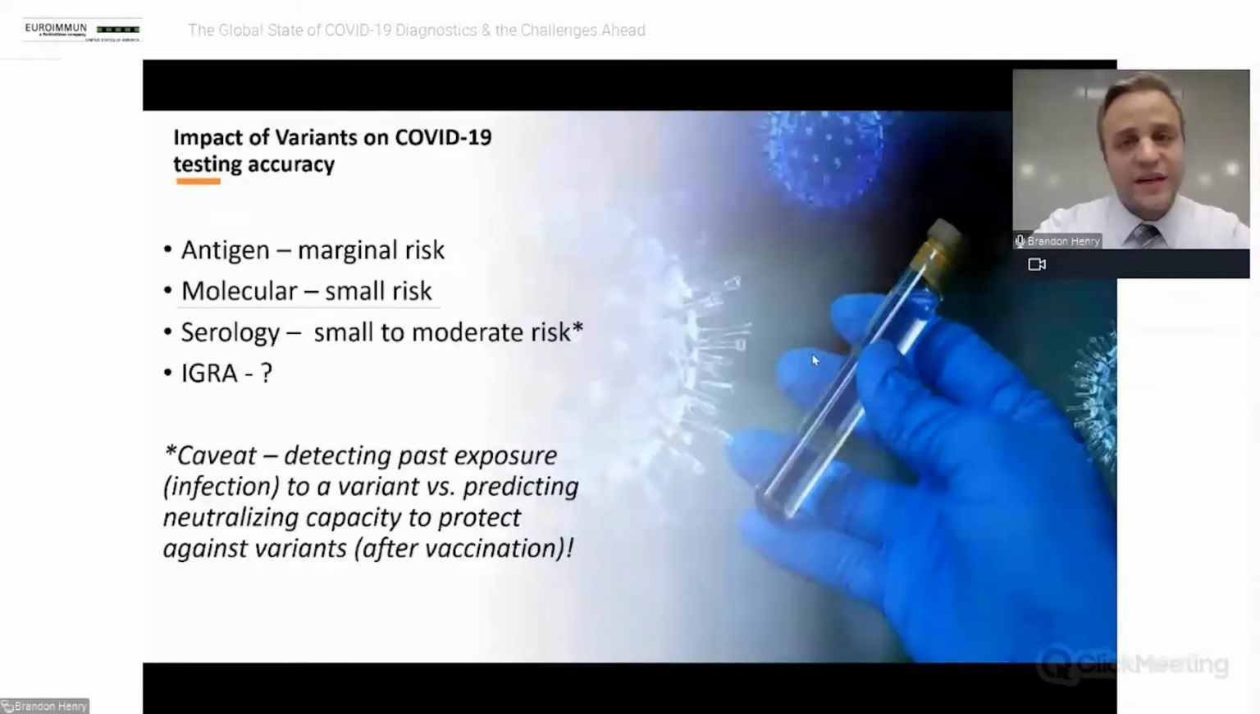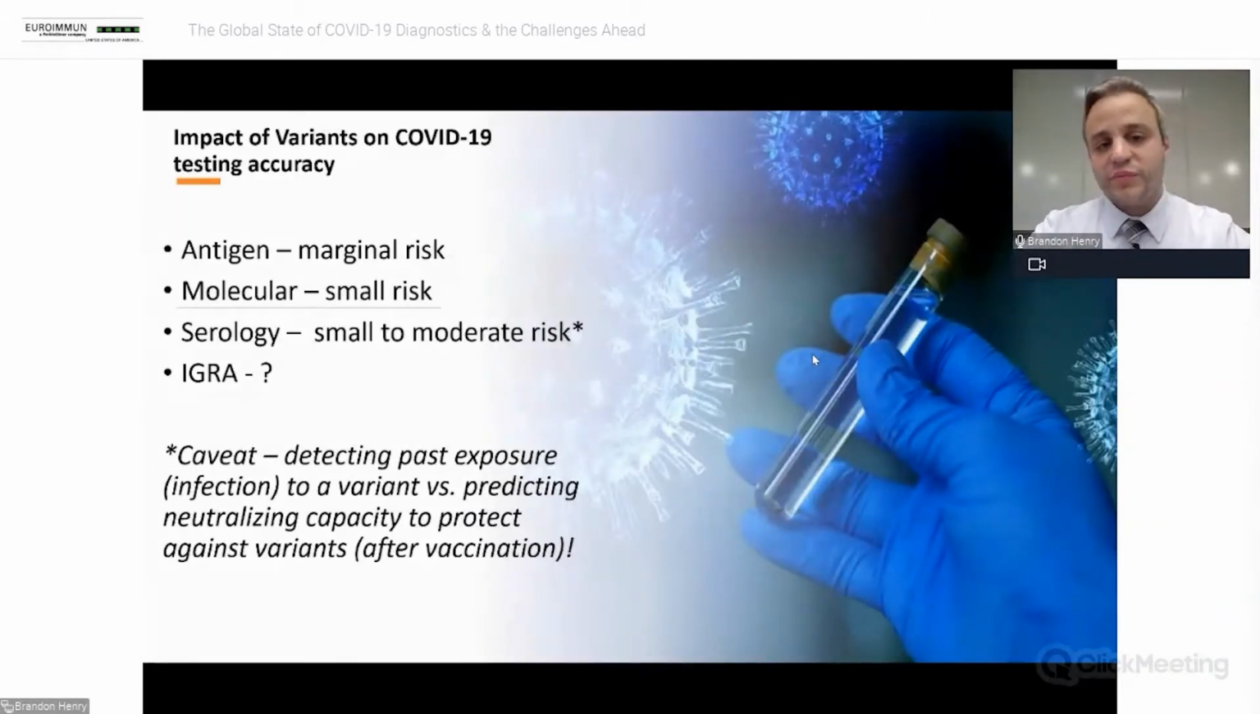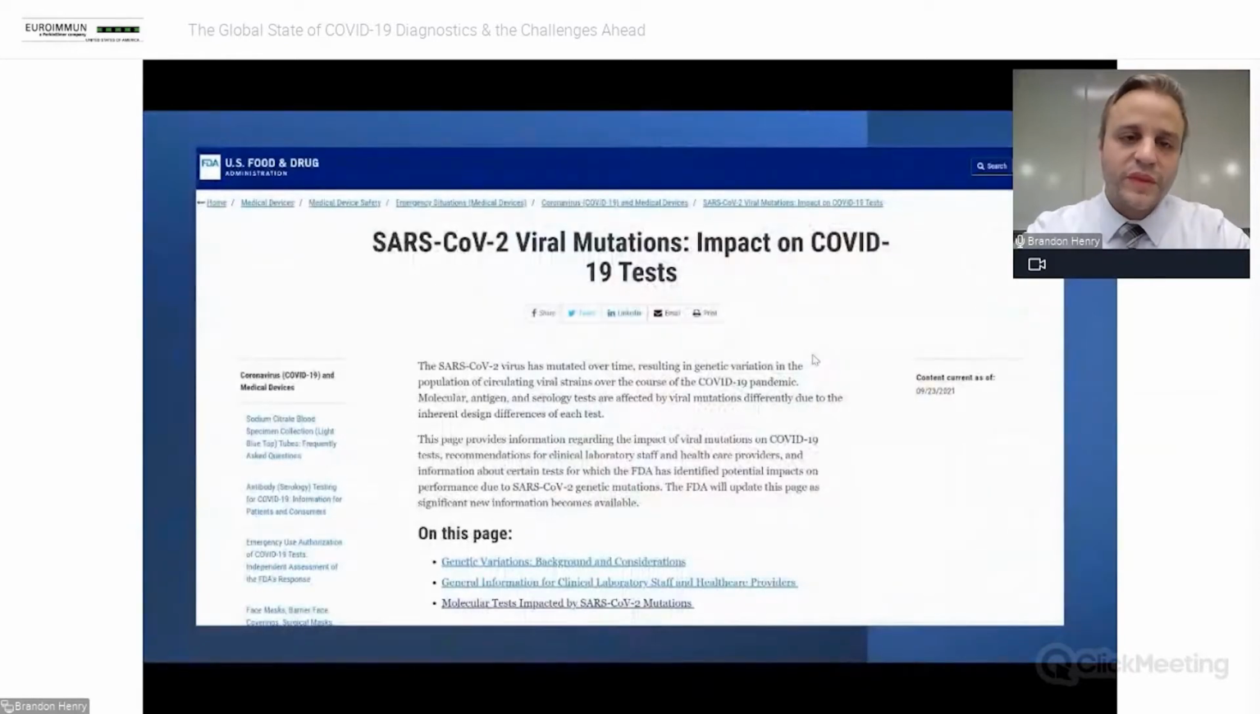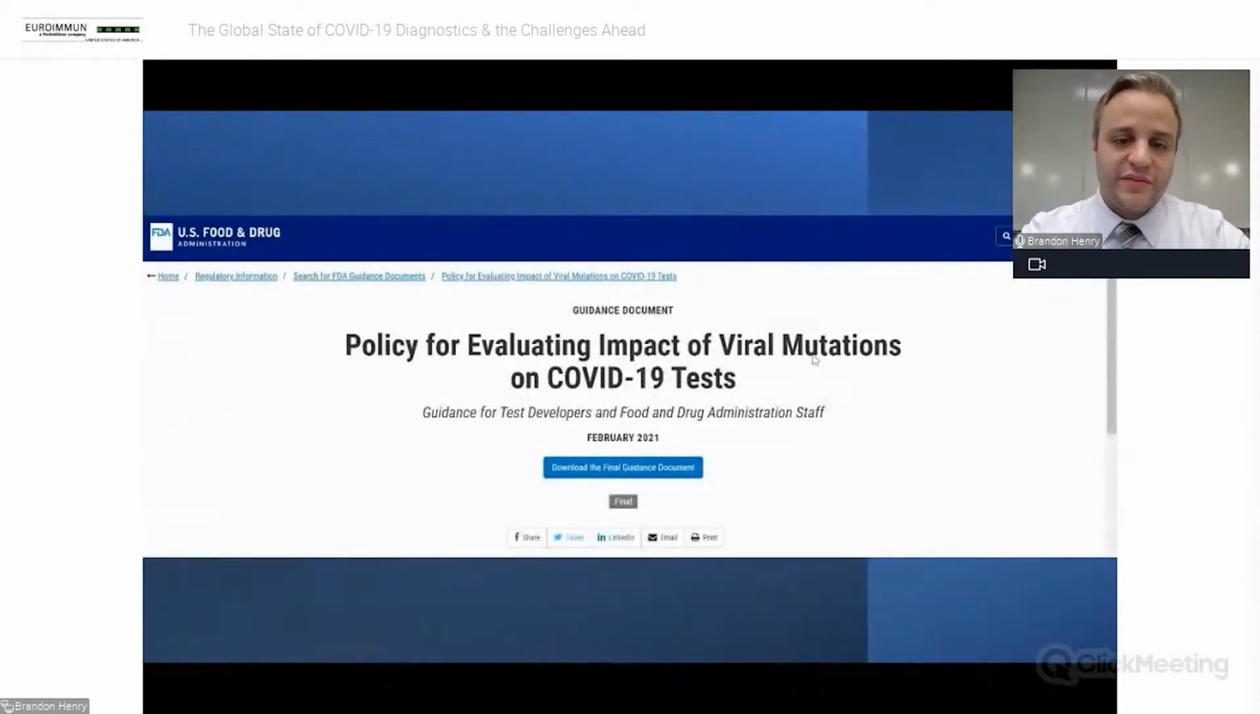In terms of the T cell assays, the interferon gamma releasing assays, we're not really sure. I haven't seen enough data yet to really draw any type of conclusion or risk assessment in terms of how that impacts variants, but I would imagine that it probably is a little bit similar to serology. The FDA does maintain a website where they report about the impact of viral mutations on COVID-19 testing, and I do recommend you check it out. They also have a specific policy and guidelines for evaluating the impact of viral mutations on COVID-19 tests.